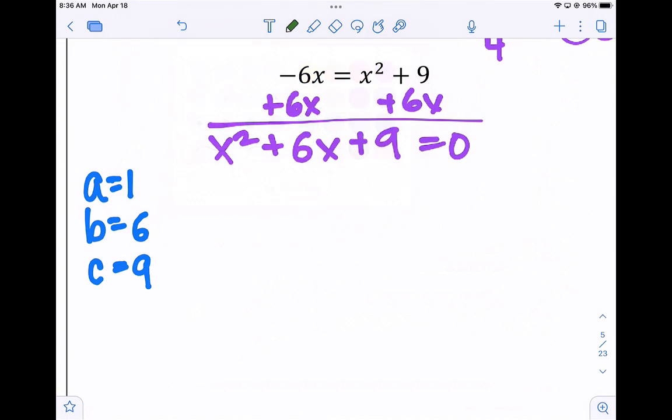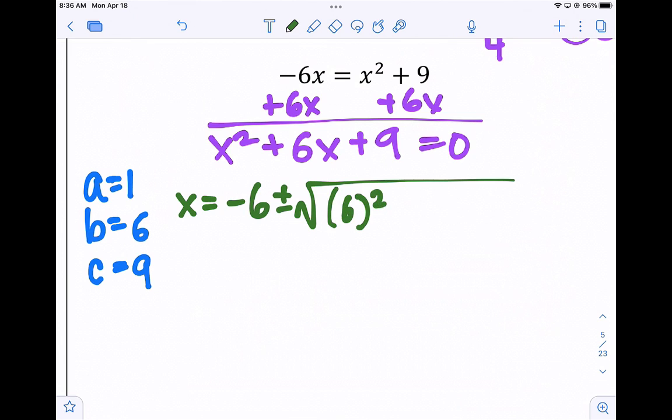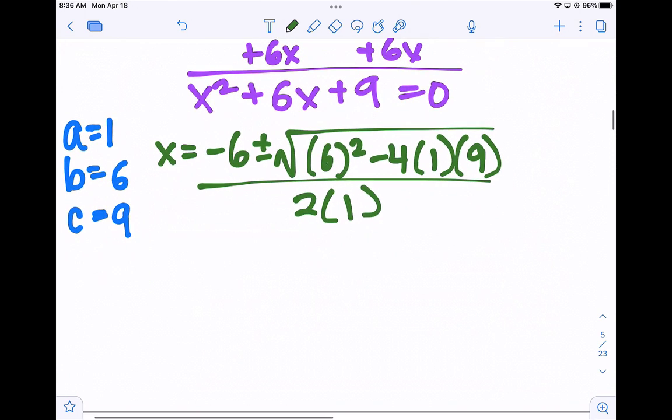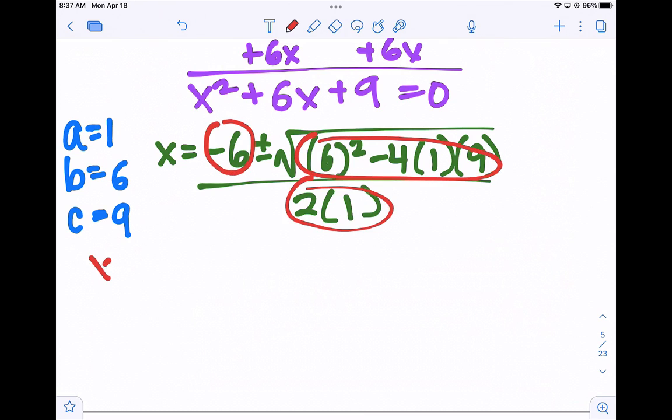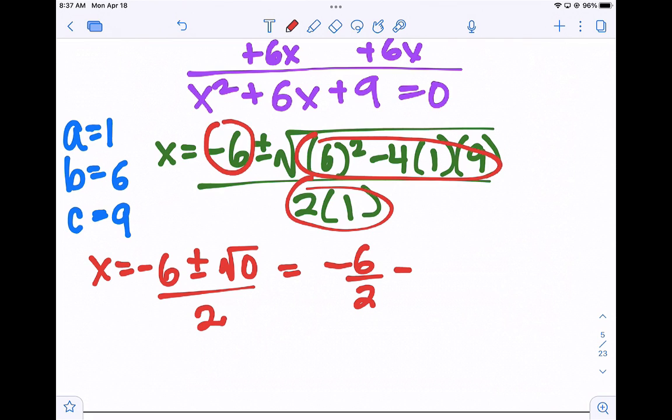Next up we'll plug into quadratic formula. So x equals opposite b plus or minus the square root of b squared minus 4ac all over 2a. And then I'll have you calculate these 3 numbers right here. So x equals negative 6 plus or minus the square root of, and this will be 6 squared is 36, and 4 times 9 is 36, so that's actually 0. The square root of 0 is 0, divided by 2. So this has just one answer because negative 6 plus 0 is the same as negative 6 minus 0. So negative 6 over 2 will give us one answer, negative 3. So x is negative 3.